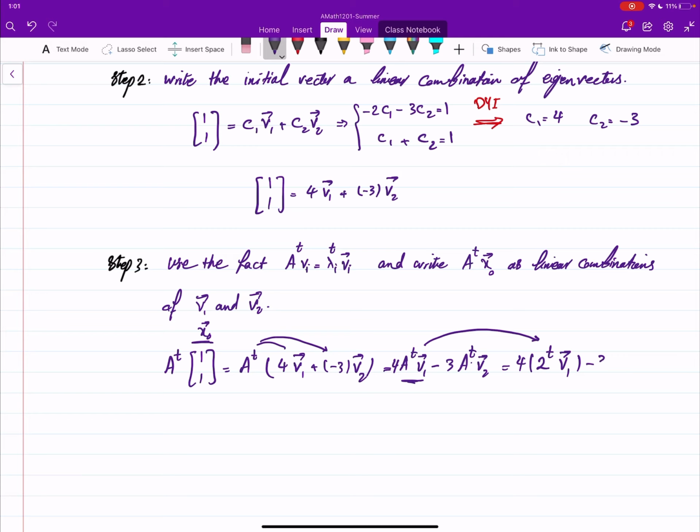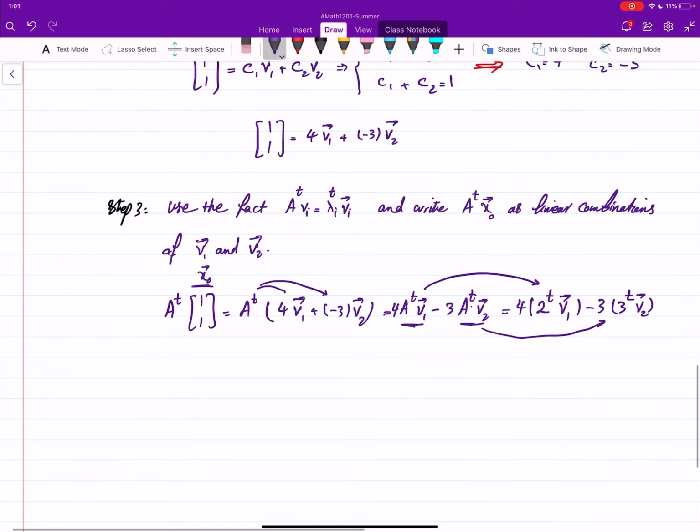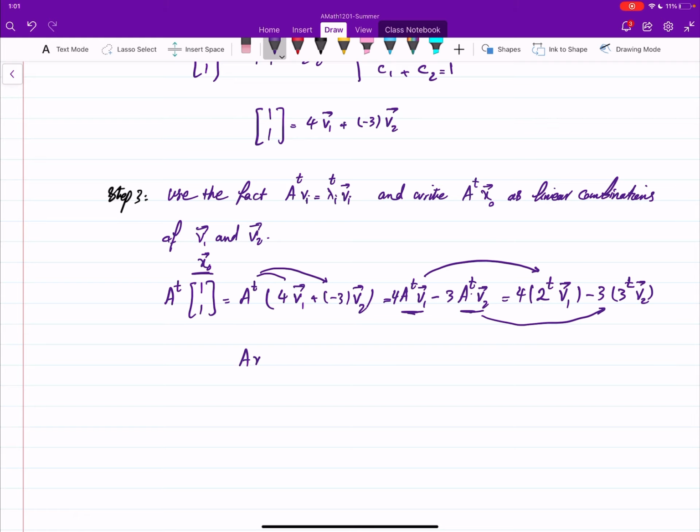And A to the power t V2 is negative 3, actually, or was it 3? Just 3, yes, 3 to the power t V2. In other words, we found A to the power t times x0 is 4 times 2 to the power t, which is 2 to the power t plus 2, times V1, minus 3 times 3 to the power t, which is 3 to the power t plus 1, times V2.